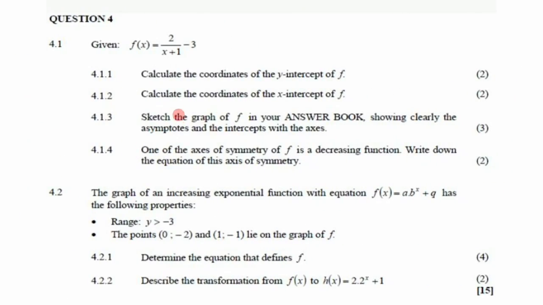4.1.2 says calculate the coordinates of the x-intercept of f. So we know for the x-intercept we make y 0 or f of x 0. Remember, f of x and y, it's all the same thing. Then we have f of x is equal to 2 over x plus 1 minus 3. Then f of x is 0, equal to 2 over x plus 1 minus 3.